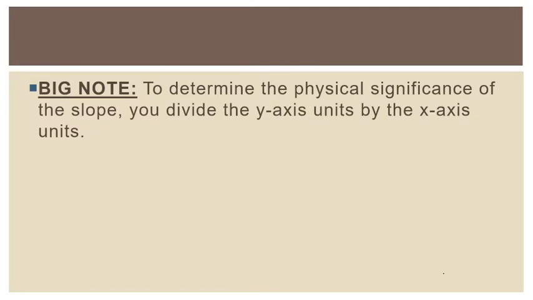To determine the physical significance of the slope, you divide the y-axis units by the x-axis units. Now, why did I just say that it all really comes down to the equation? Well, the equation for the slope is the quotient of the y-axis change and the x-axis change, or the change in the y-axis variable over the change in the x-axis variable. And so the units then are going to be found by taking those quantities and dividing their units. So to find the physical significance of the slope, you divide the y-axis units by the x-axis units because that's what the equation says.